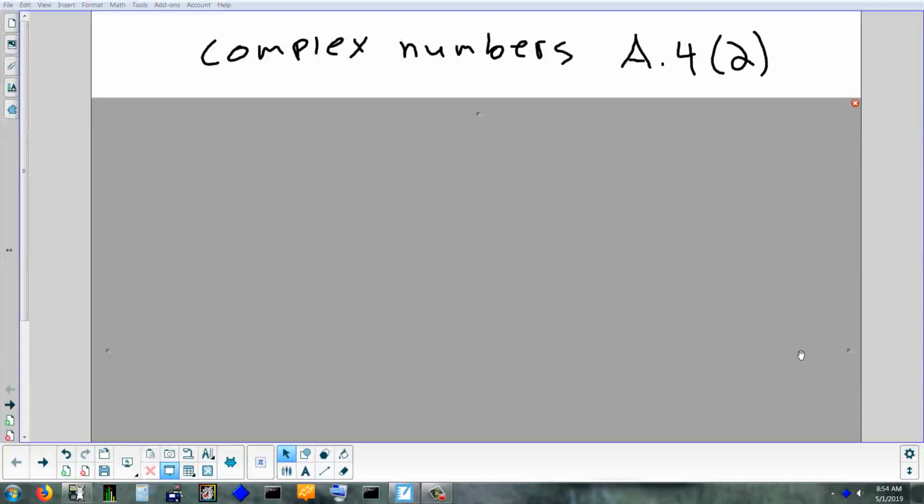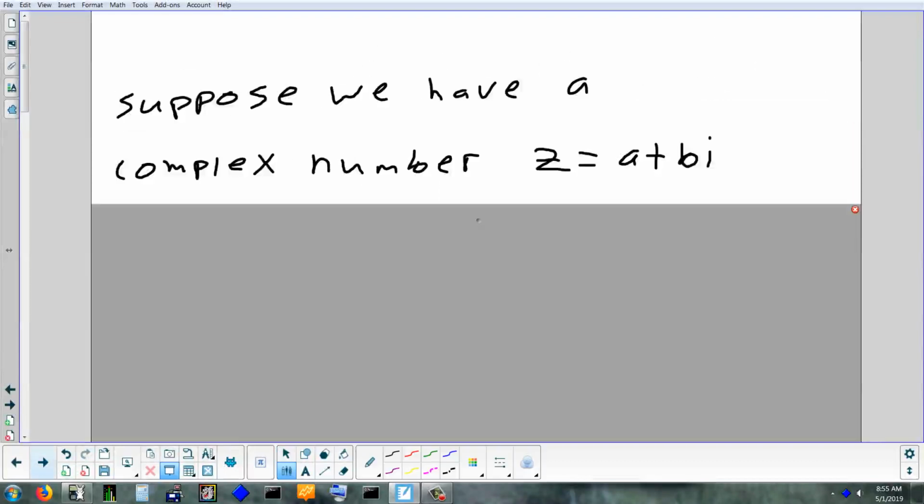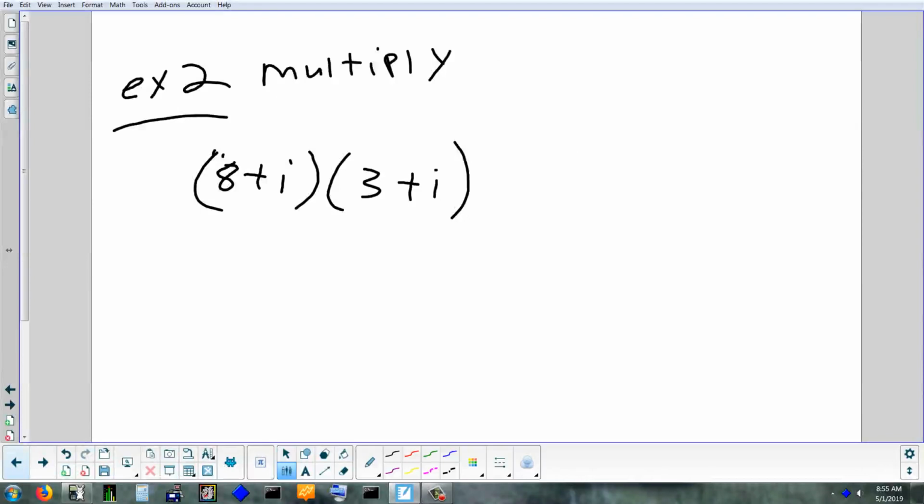Okay, so today we'll start out by finishing up section A4. That's the section in the back. We did adding and subtracting yesterday. Today we're going to look at multiplying and dividing. As I said, the way I'm going to show you how to multiply and divide today works fine if you're going to write your numbers like this. Well, there's a better way to write these numbers.